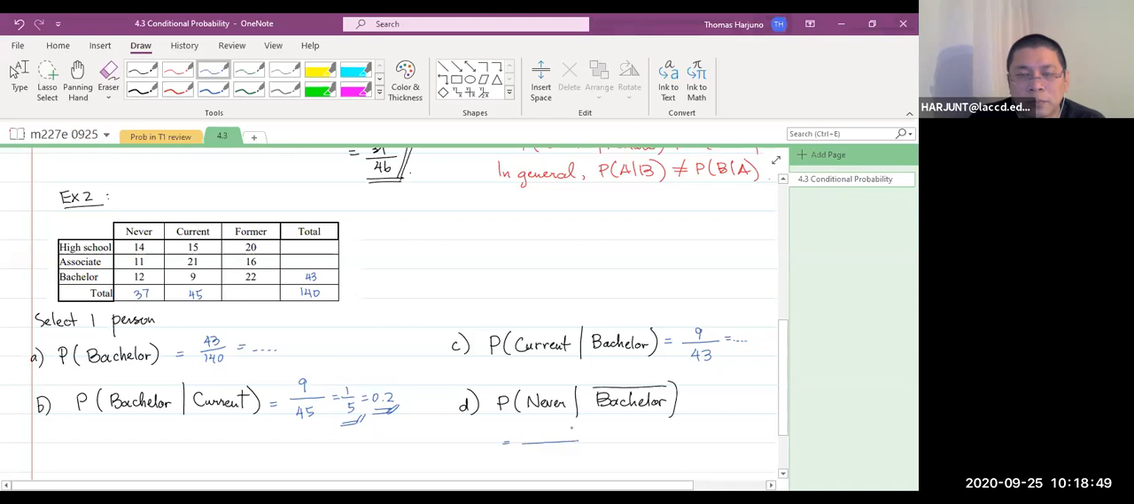Okay, last one. Probability of not having a bachelor. So not having bachelor is supposed to be this guy here and this guy here. But you can also do 140 minus 43. It happens to be computable that way. So I will use 140 minus 43. Now, of those not having bachelor, how many of them never smoke? That will be 14 plus 11. So that's 25 over 97. I think I cannot simplify that, but I may ask you to do it in decimal.